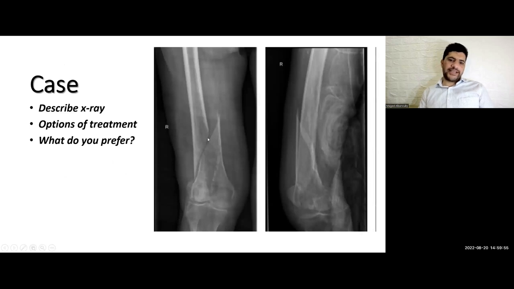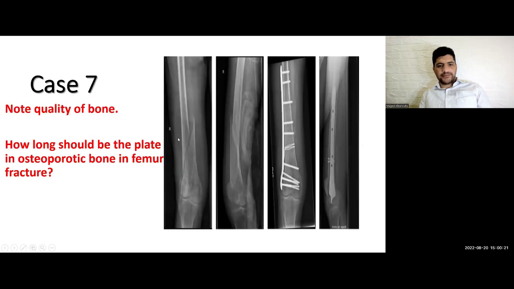Also, it is another case, but in this fracture you should notice the quality of bone. The quality of bone is very bad. This patient is mostly osteoporotic, with a distal femur fracture. She is a female, about 65 years old, who fell at home and presented with this fracture. How will you fix?